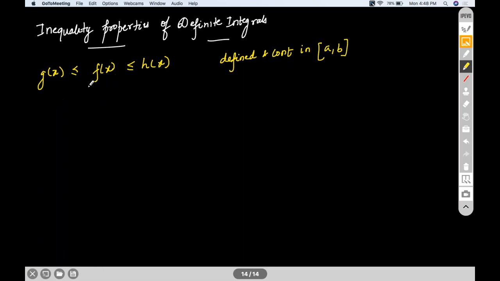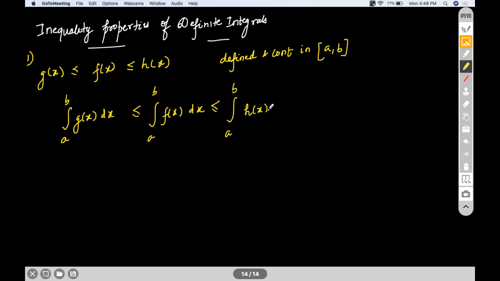Now the similar property will also hold on their integrals as well. That means if you integrate g of x from a to b, this will be lesser than the integral of f of x from a to b, and this will be lesser than or equal to the integral of h of x from a to b. Are you getting this point?